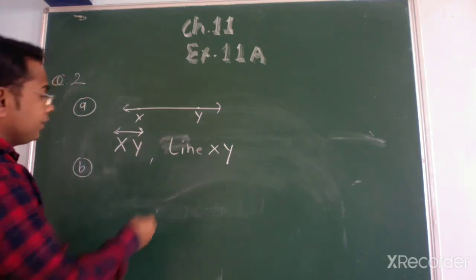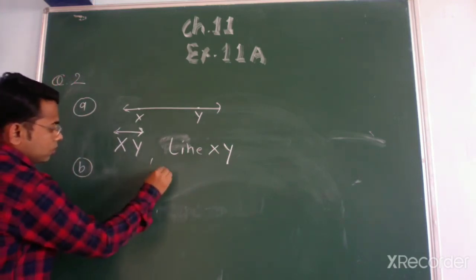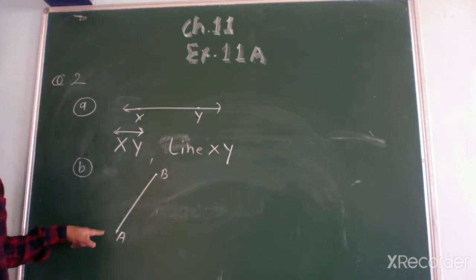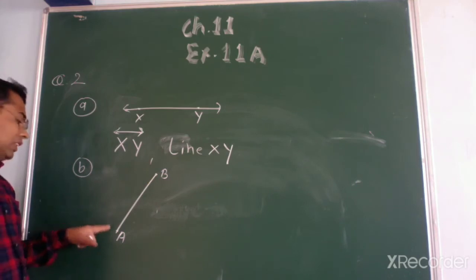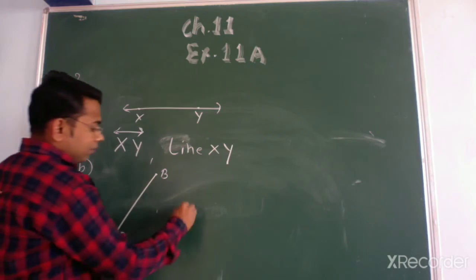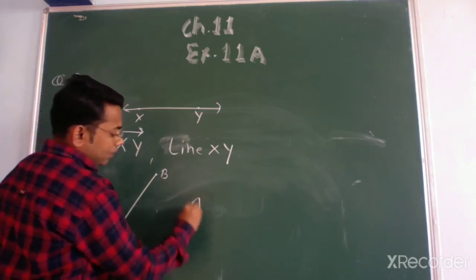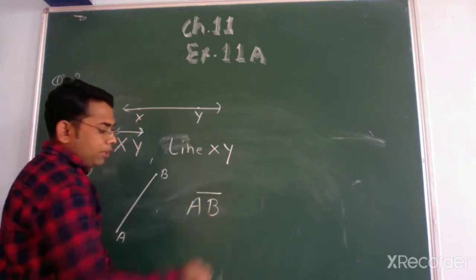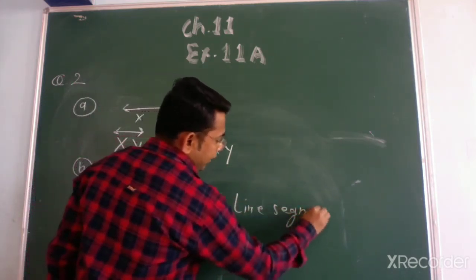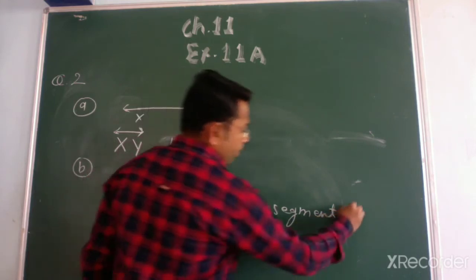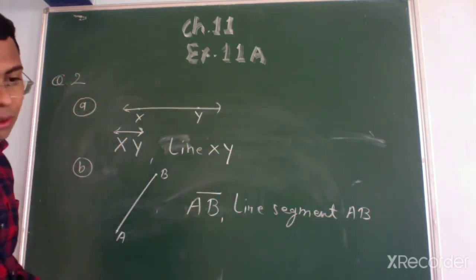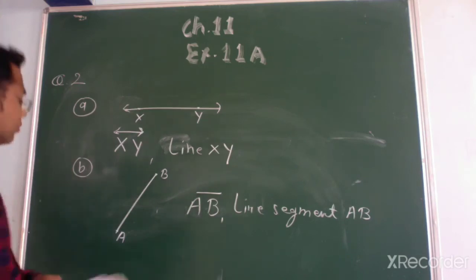I'm writing for B. Now there are two endpoints, so this is a line segment. It has fixed length. So we can write this line segment as line segment AB.